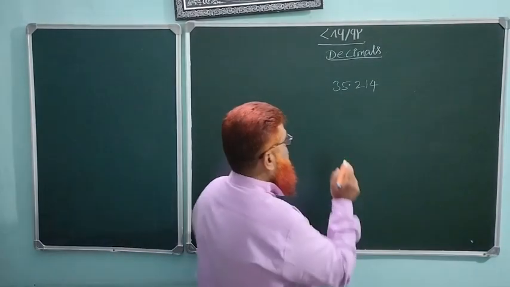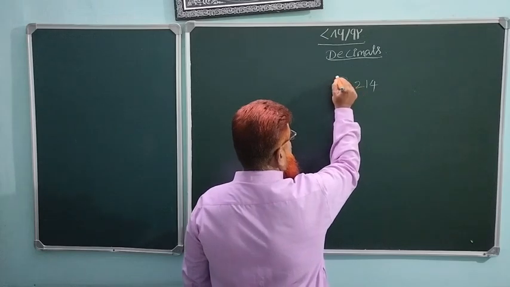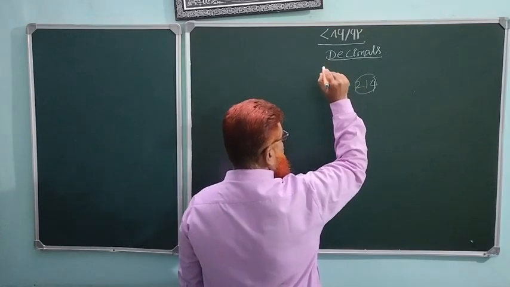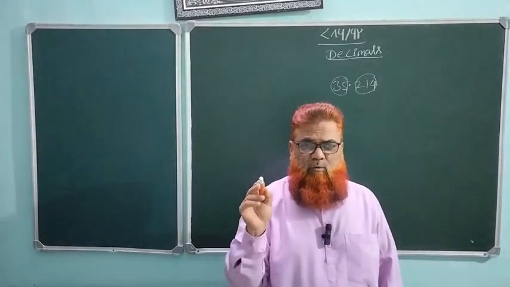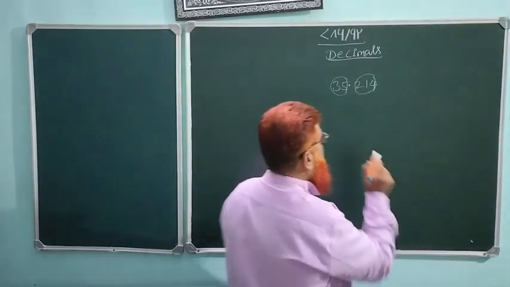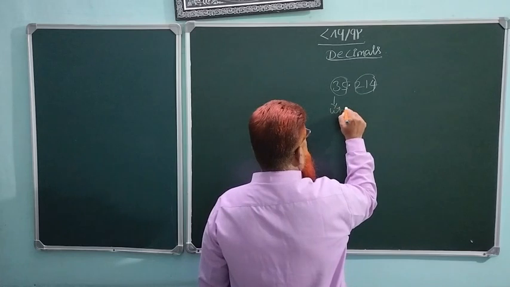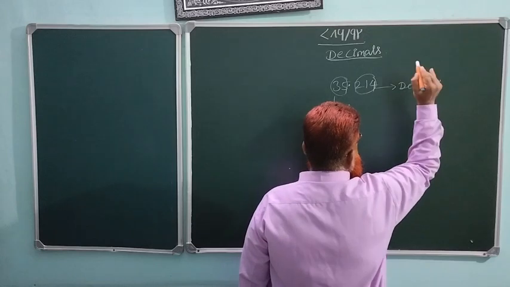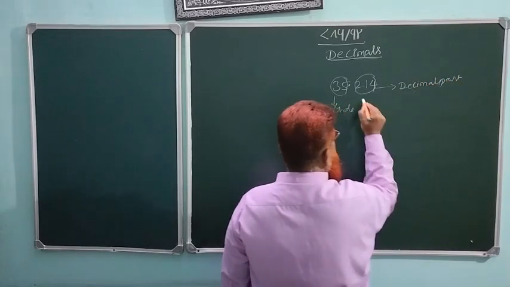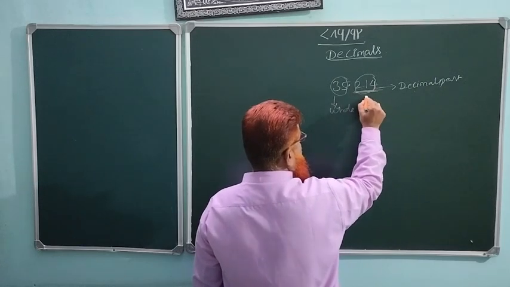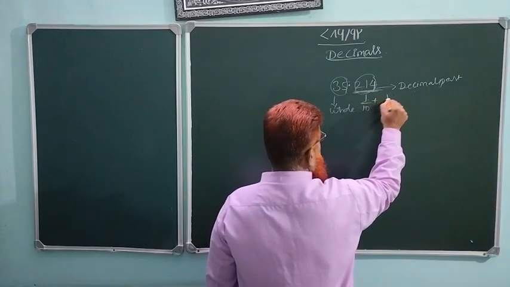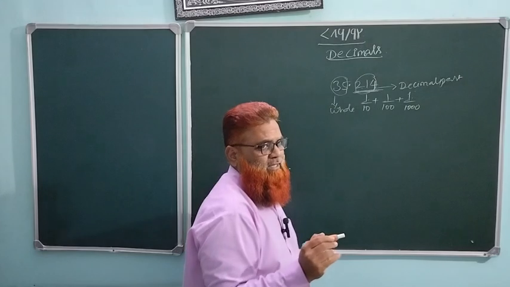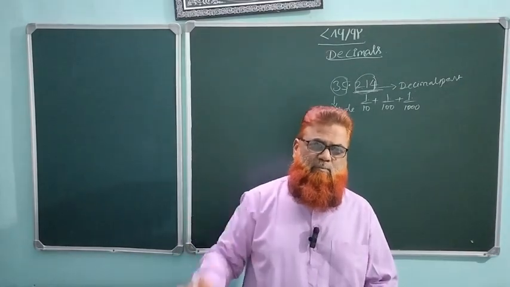In the middle of this number there is a dotted point which we call the decimal point, and to the left and right of it there are two numbers. The decimal point is in the middle. The left part is called the whole part or real part. And this is the decimal part. What does the decimal part represent? It represents the first place, 1 by 10th, plus 1 by 100, plus 1 by 1000.